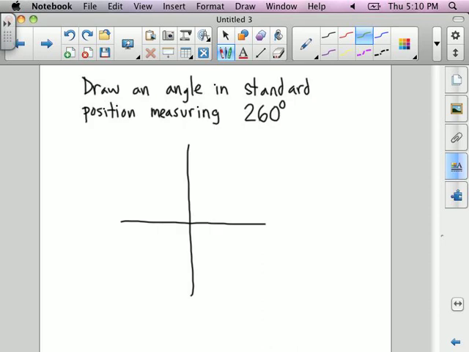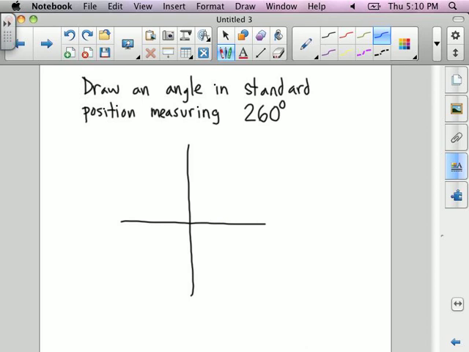All right, we've got one more problem in this video, and I'm going to show you guys how you can draw an angle in standard position. We want our angle here to be 260 degrees. The first thing you should ask yourself is, what quadrant is my angle going to be in? Well, if it says positive 260, for one thing, you're going in this direction. You're going counterclockwise.